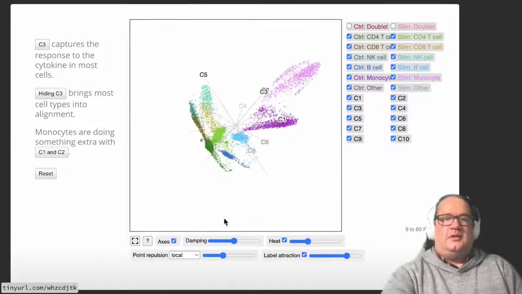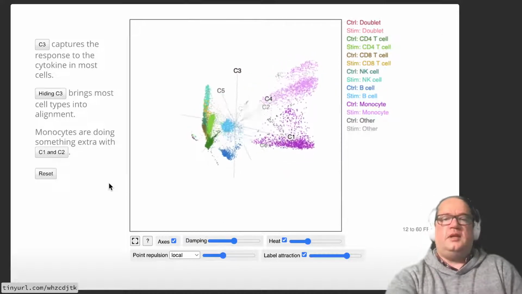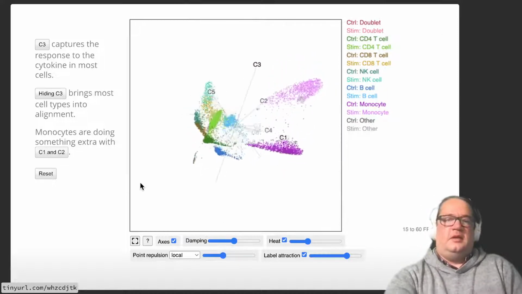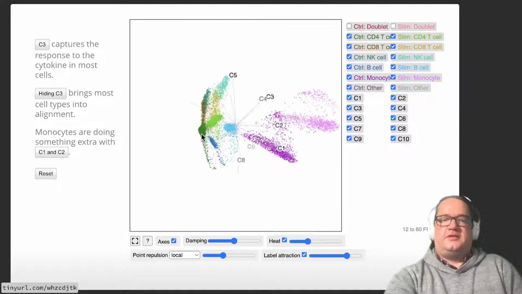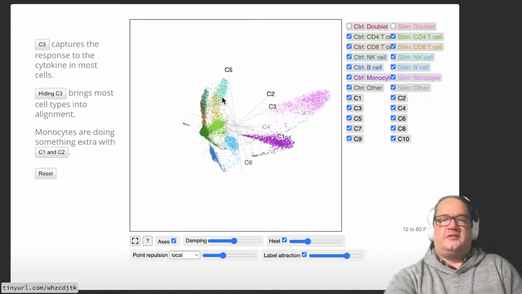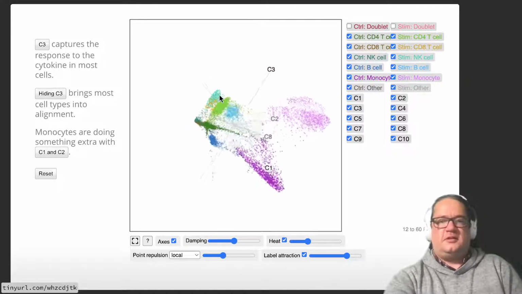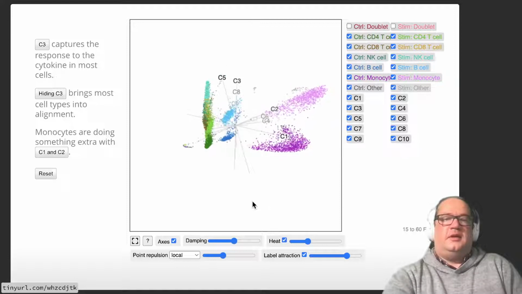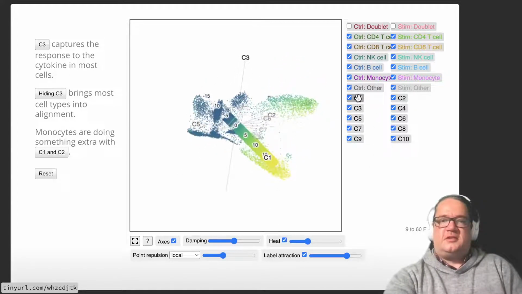So, looking at this in Langevitour, we can see unstimulated and stimulated cells of the same type. They're sort of parallel to each other, and we can even dig around and see what is driving this.